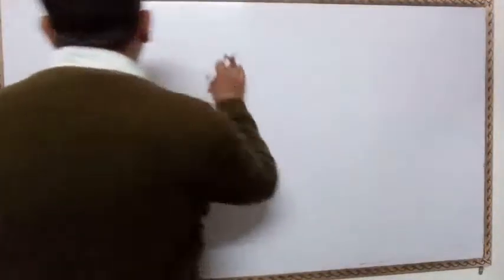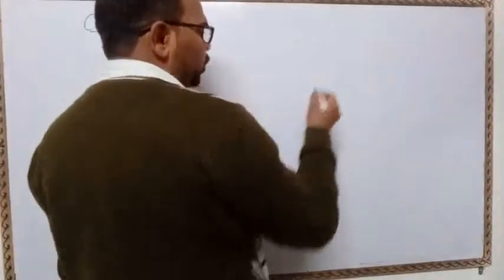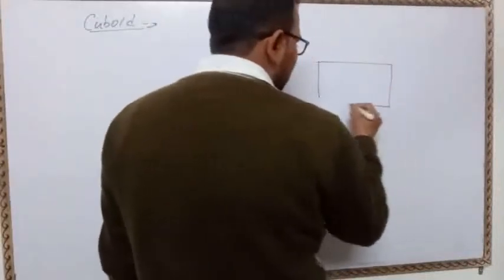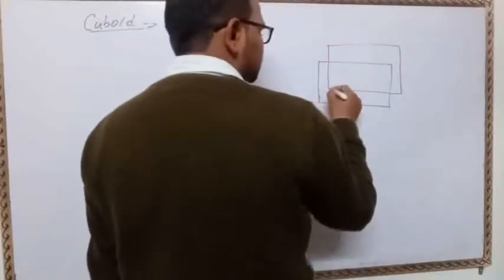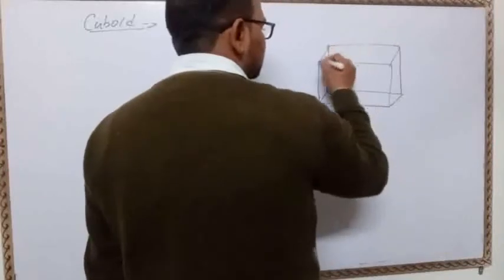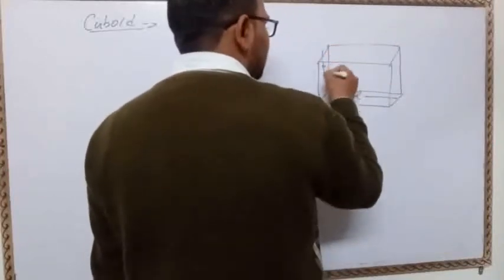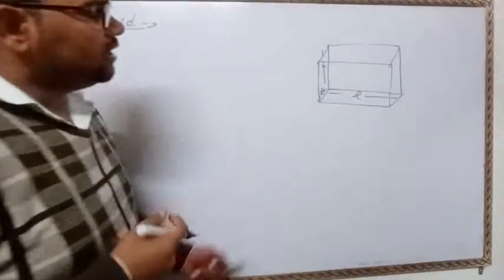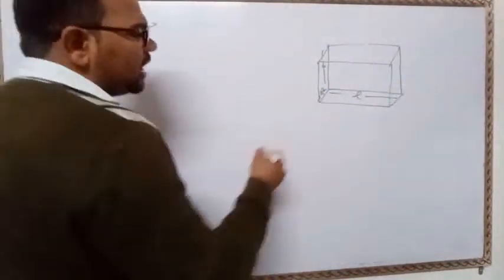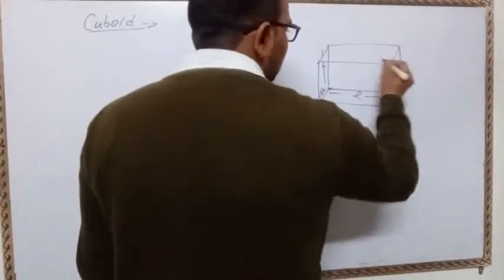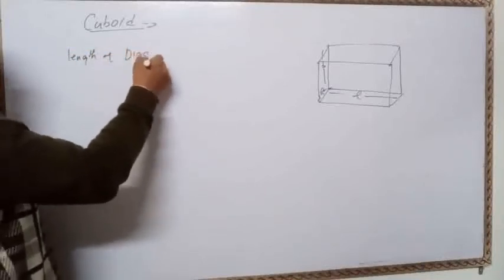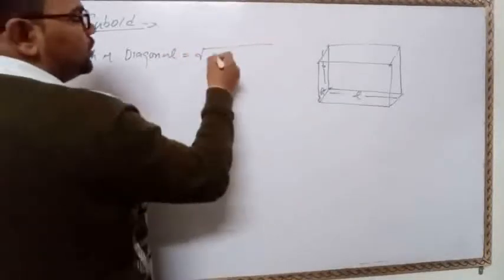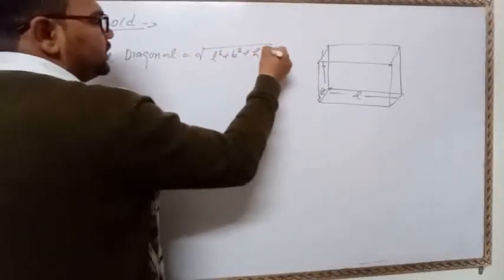Now we will discuss the cuboid. We will discuss all the formulas of cuboid. Cuboid means a solid figure whose base is a rectangle. L, B and H. First we will study the length of diagonal. Length of diagonal means from here to here. Length of diagonal is equal to under root L square plus B square plus H square.